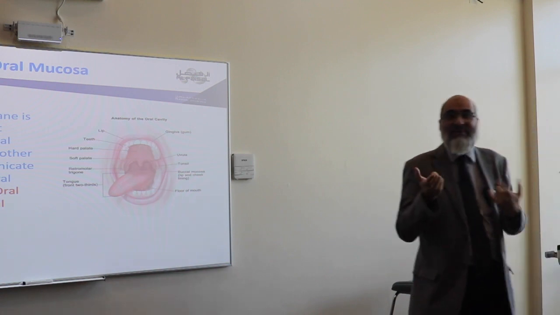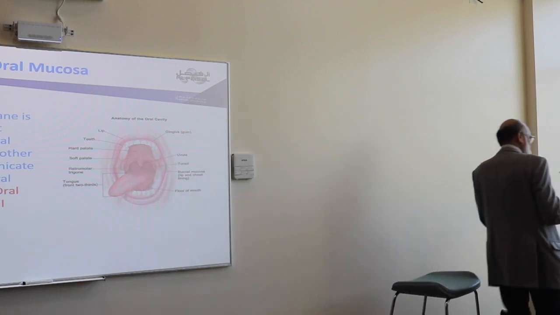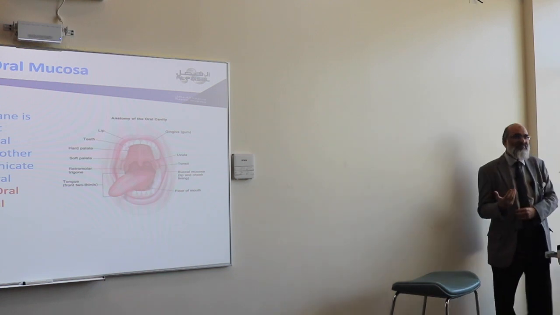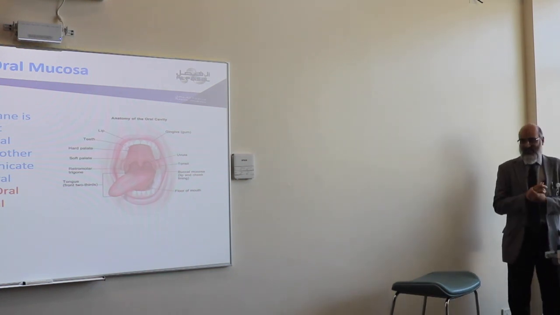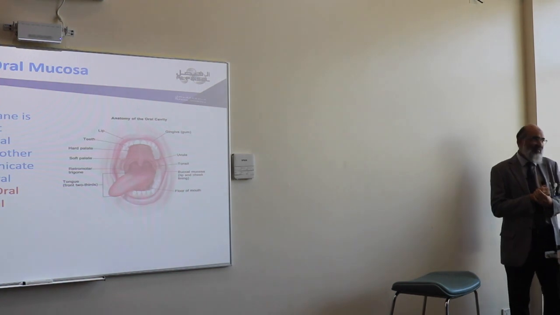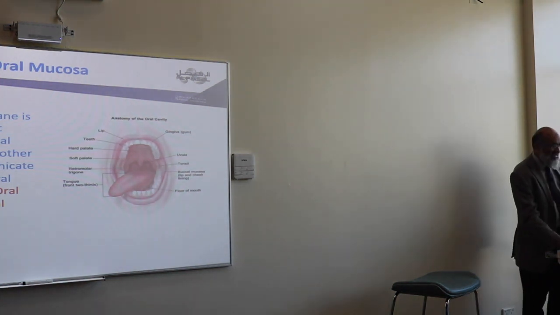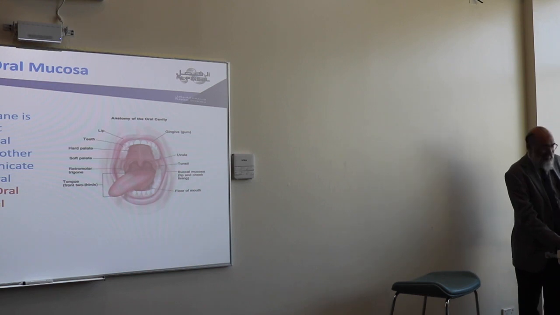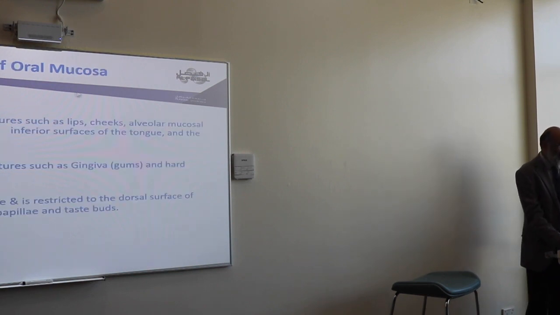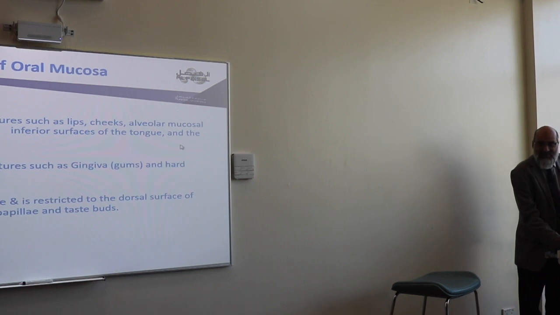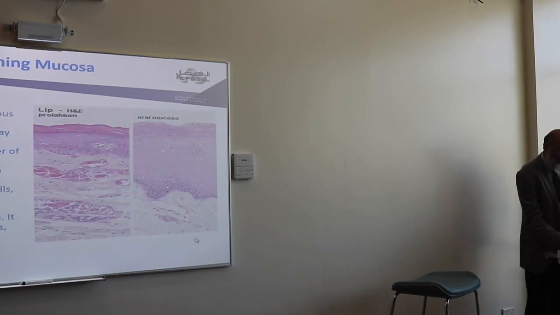So what is the type of epithelium? Now I'm asking you without telling you. What epithelium do you think will line the oral mucosa? Which is a protective type of epithelium. Okay, so the definition is written here. You can read, you can easily understand. Now, before I explain the types of the mucous membrane, I would like to show you this slide. Can you see this? Is it very clear?